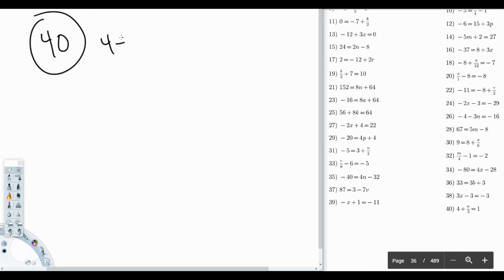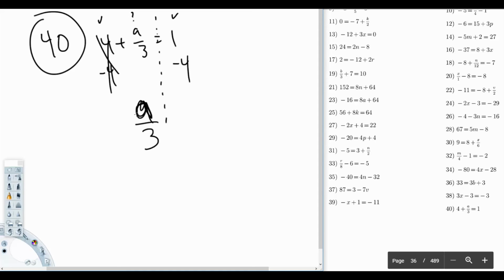40. 4 plus a over 3 equals 1. Once again, dividing the equation. This one right here, we have no clue what that is. This one here we do, this one here we do. That's a 4 and that's a 1. So we put everything we know on one side, so we got to get rid of this 4. Minus 4, right? That's the opposite of 4. And here we have to do minus 4 also. So this crosses out. So we're left with a over 3. Looks like a 9, but it's an a. Equals 1 minus 4 equals minus 3.